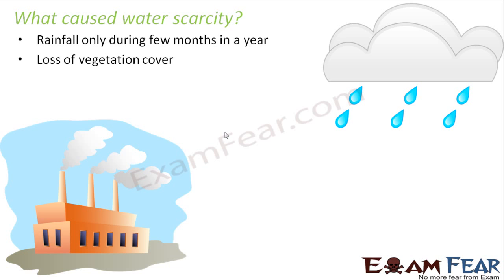Loss of vegetation cover is another reason which causes water scarcity. Then, diversion to high water demanding crops. In order to cultivate different types of crops, the need for water is different. There will be certain crops which need more water and certain crops which need less water. If we start cultivating more crops which need more water, more water will get consumed, and as a result water scarcity will be there. So we should try to balance the kind of crops which we are cultivating. We should cultivate some crops which need less water as well, so that we can save some water.